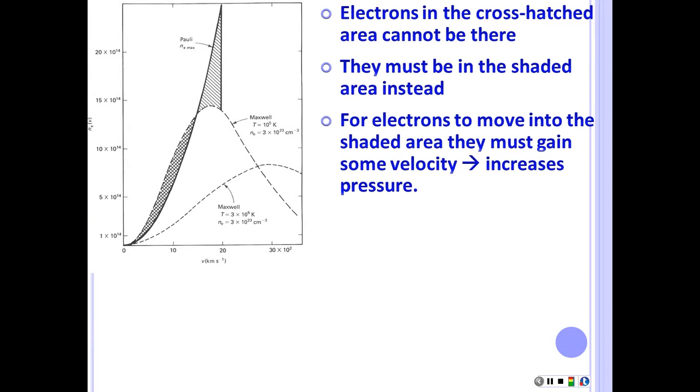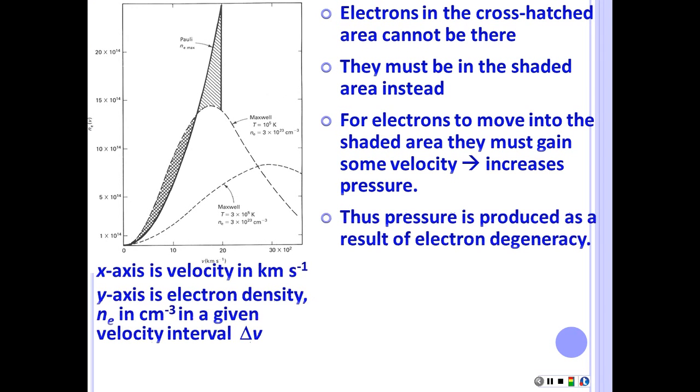So what does that mean? Well, remember that the speed of the electrons gives rise to a pressure. So we have a pressure due to the electron degeneracy, and that is what is counteracting gravity. And so we now have something that stops them from getting any closer together.